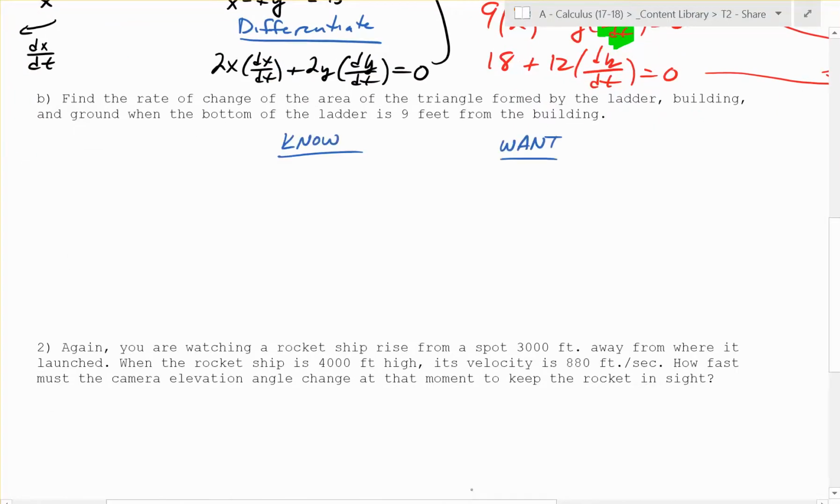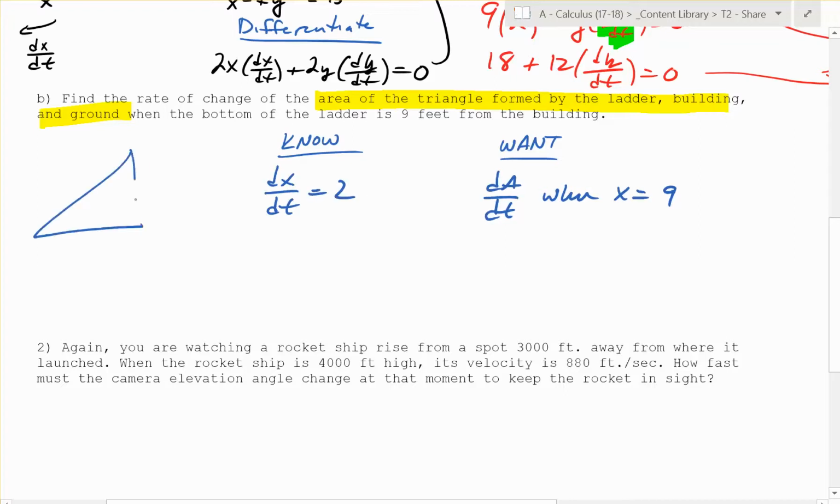So we're continuing with the same situation, so the picture is the same, but now it wants to find the rate of change of the area of the triangle formed by the ladder, the building, and the ground. So we want dA/dt, the change in the area when, again, x is 9. And we know the same things. We know dx/dt is equal to 2. This is just the same as before.